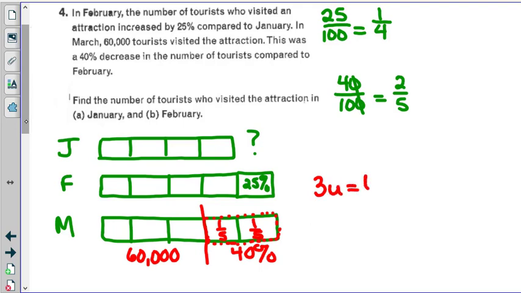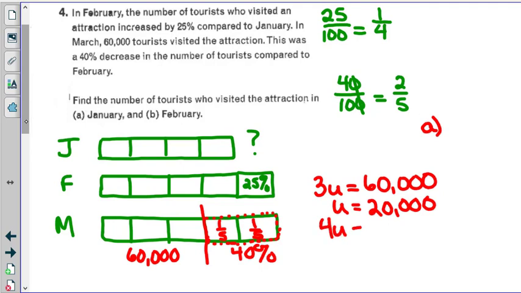So 3 units equals 60,000. Well, if I divide by 3, I'm going to get 20,000. So that's 1 unit equals 20,000. So January, find the number of tourists who visited the attraction in January. So January had 4 of the units. So 4 units, 4 times 20,000, that would be 80,000. So that's the answer to part A, how many visited in January.